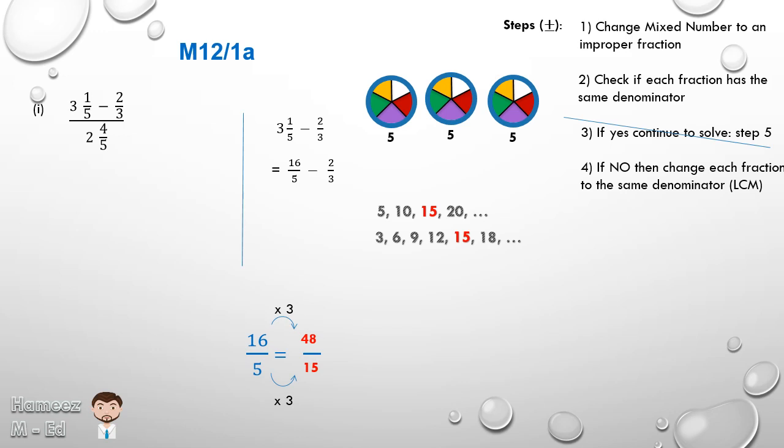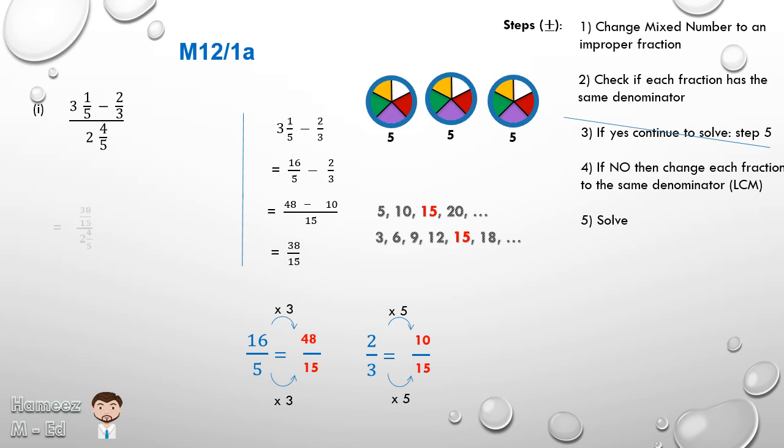Similarly, we now go to 2/3 and convert it to something over 15. So 3 times what will give us 15? 3 times 5 is equal to 15. And if I multiply by 5 below in the denominator, on top we'll do the same. 2 times 5 is equal to 10. So 2/3 is equal to 10 over 15. So we can substitute now. We get 48 minus 10 all over 15. And now we can solve. 48 minus 10 is equal to 38 over 15.